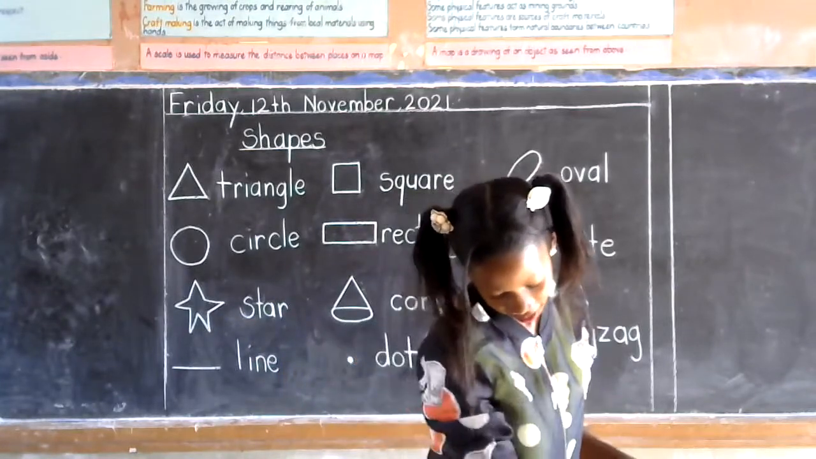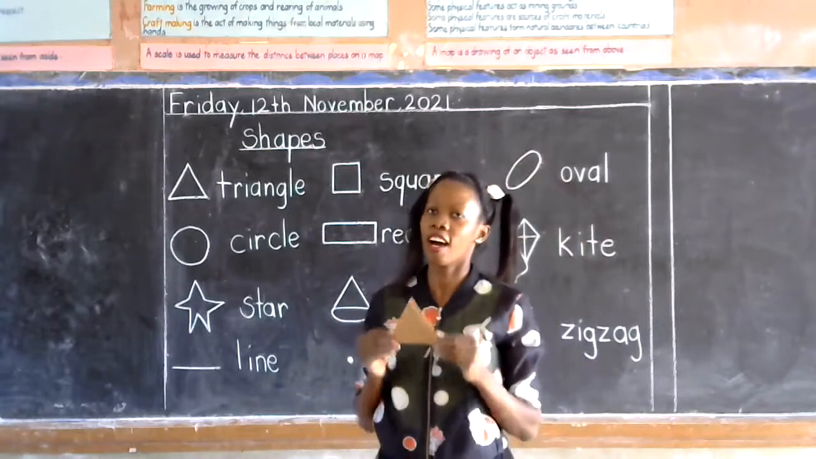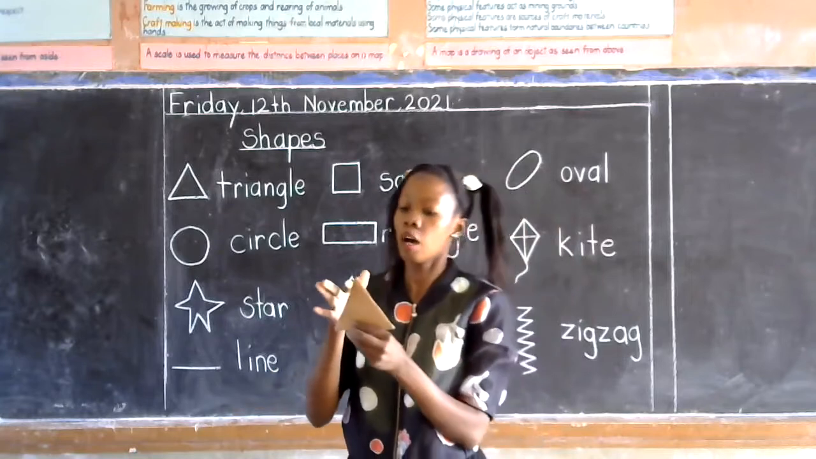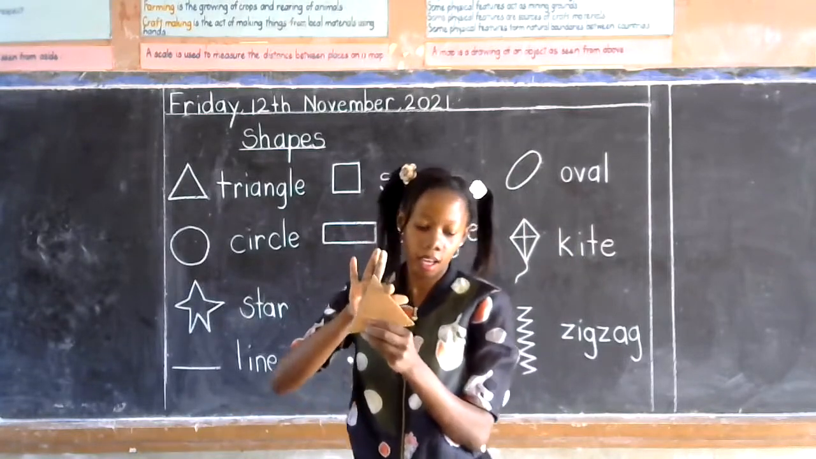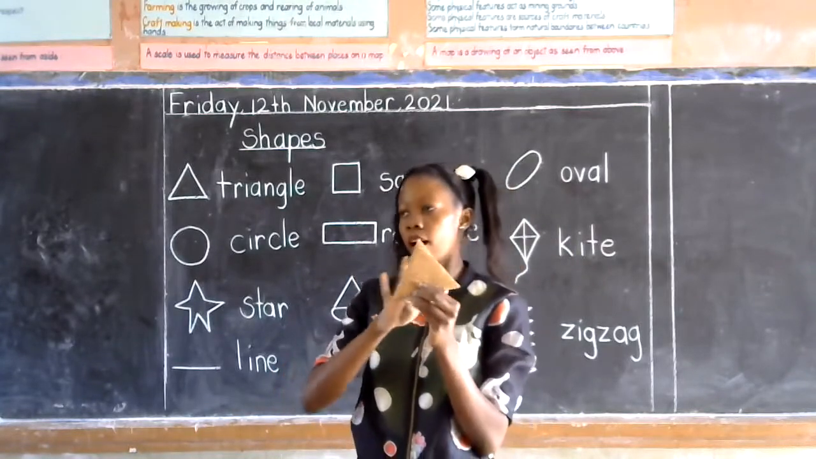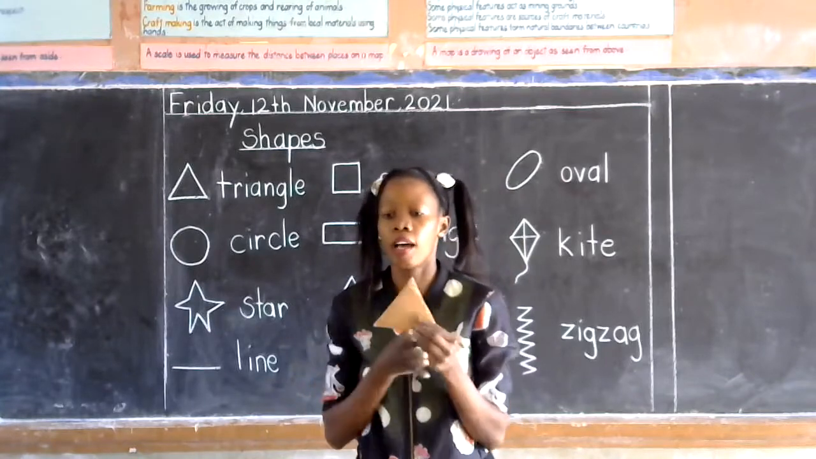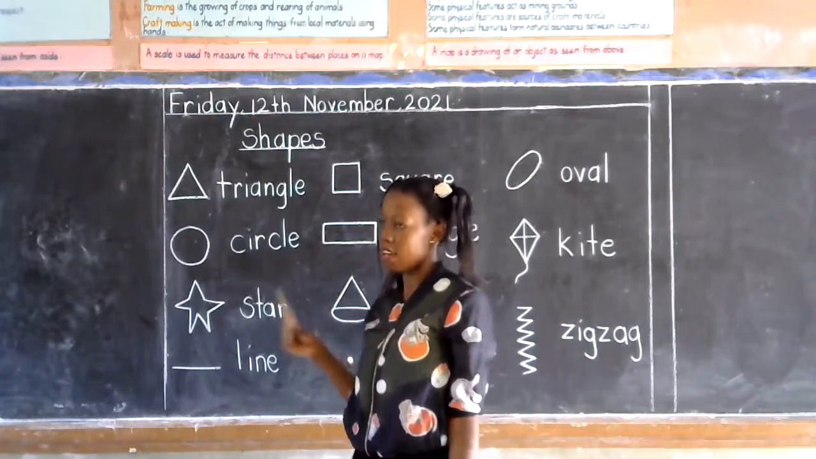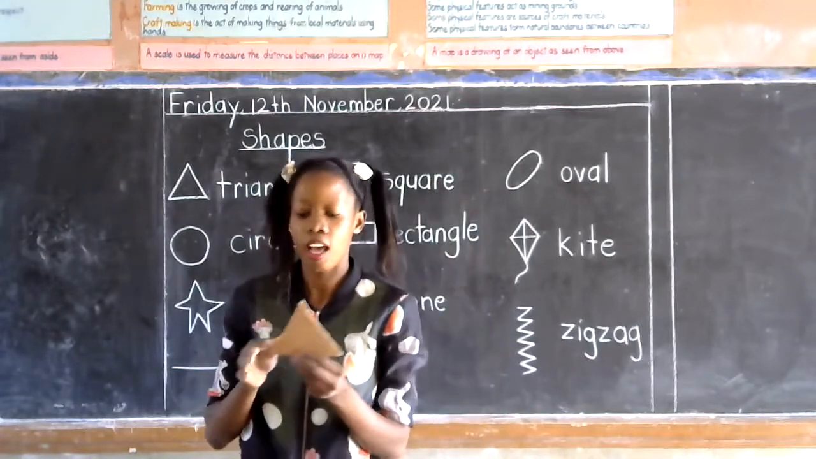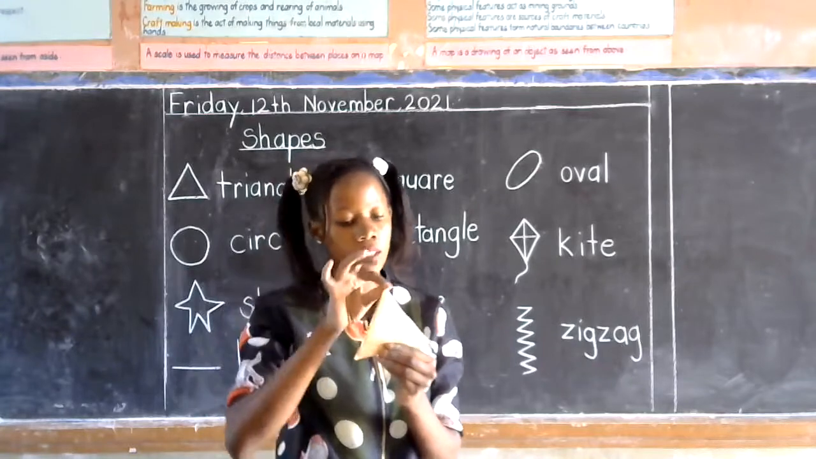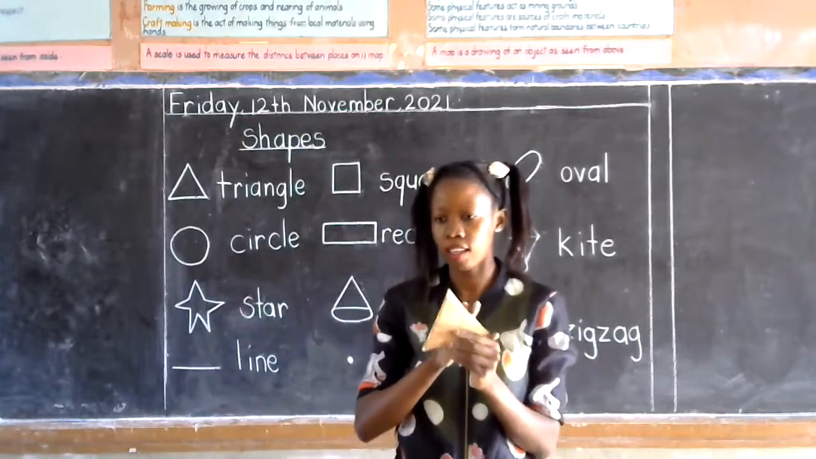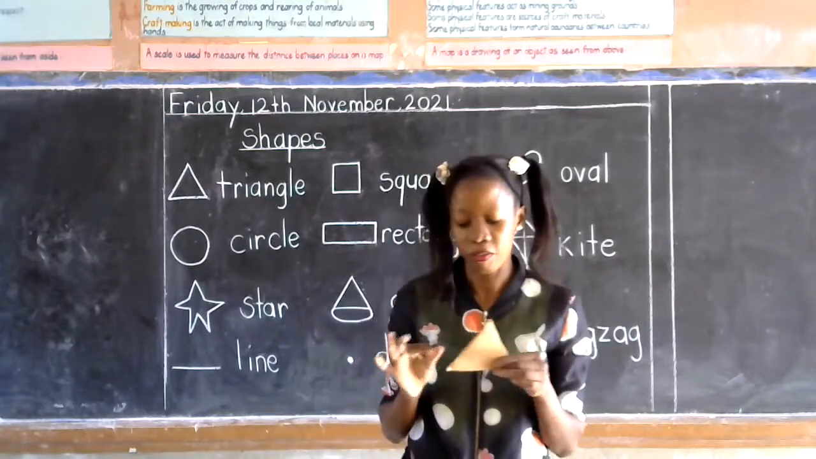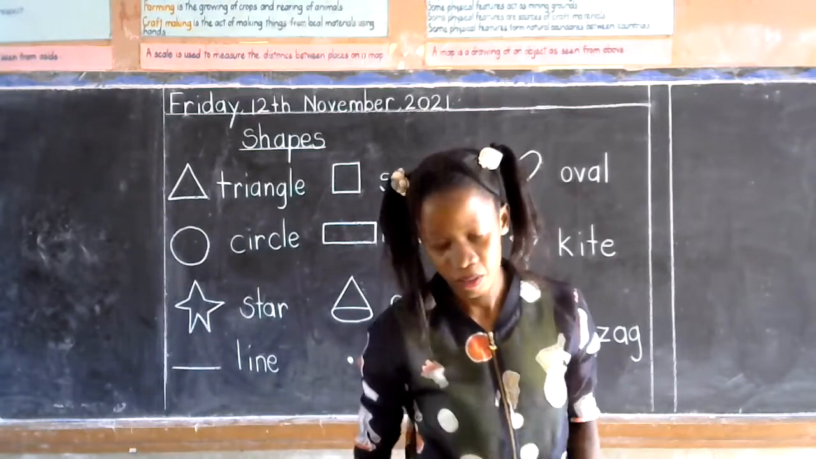A triangle has three sides. Up the mountain, down the mountain, and back to the floor. A triangle has three sides. Up the mountain, down the valley, and back to the floor.